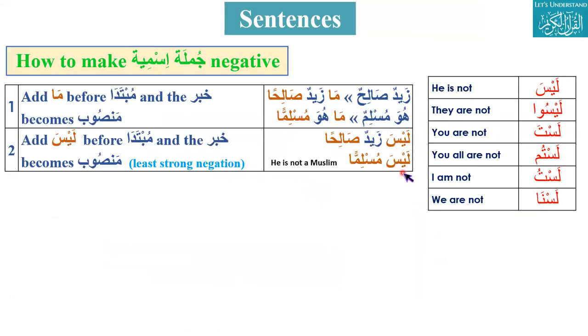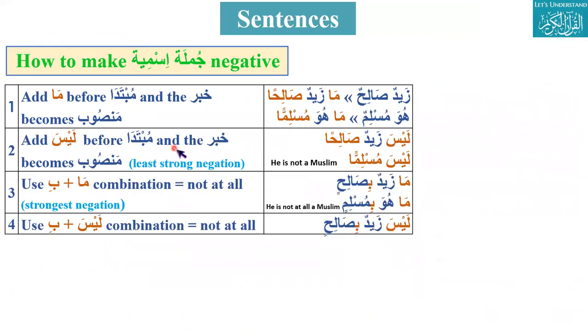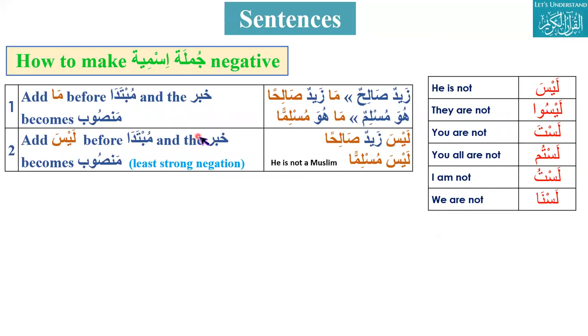The second thing we started was how to make a jumla ismiya negative. The first thing we did was two combinations. One is that if you add ma before the mubtada, the khabar becomes mansub. This ma is operating on the noun, but the khabar becomes mansub. For example, zaidun salihun: if you put ma, then salihun becomes salihan, so it is a negative sentence. The second is also the same: you put laysa before the mubtada and the khabar becomes mansub.